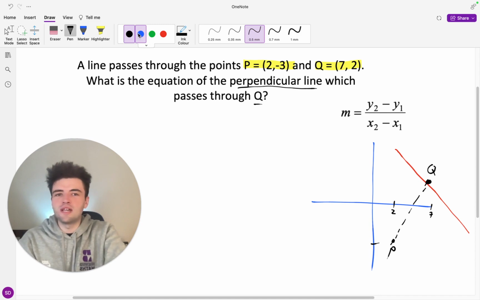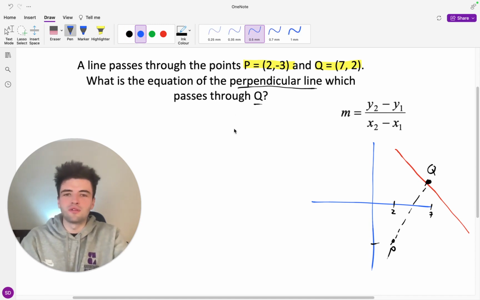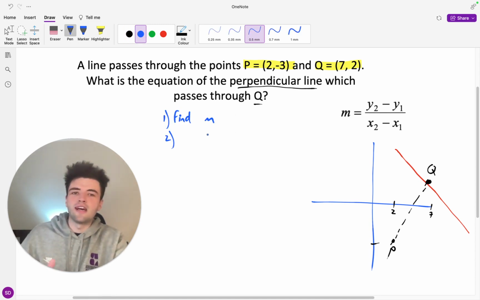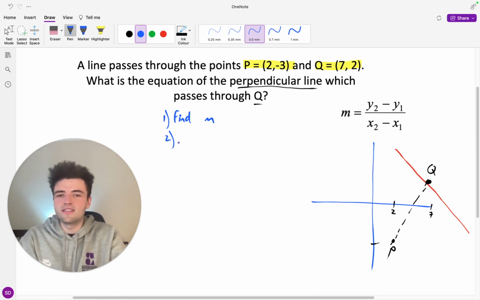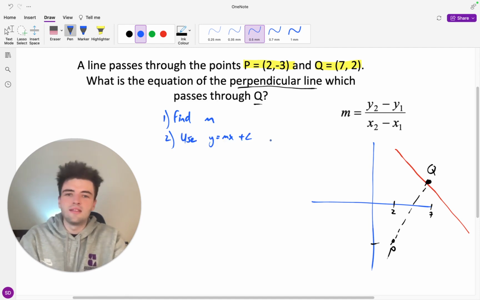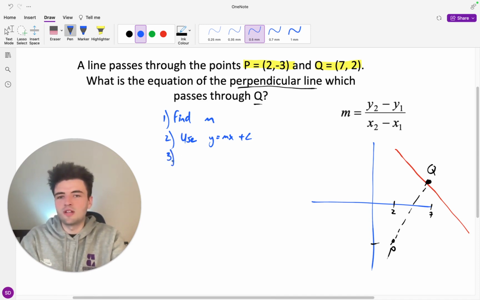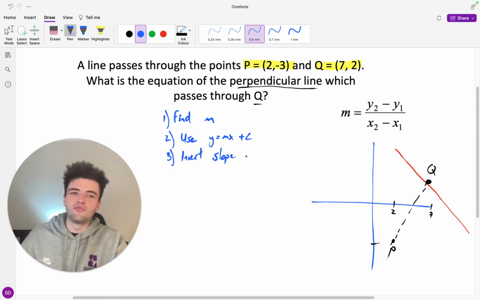And there's always going to be 2 steps here when we have 2 points and we're looking for a line. Our first step is going to be to find m, which is the value of the slope. Our second step is going to be to use the formula y is equal to mx plus c to find the equation of our line. And then actually the third step here, because we're finding a perpendicular line, is going to be to invert the slope in order to find the new line. And so now we can do all that here.